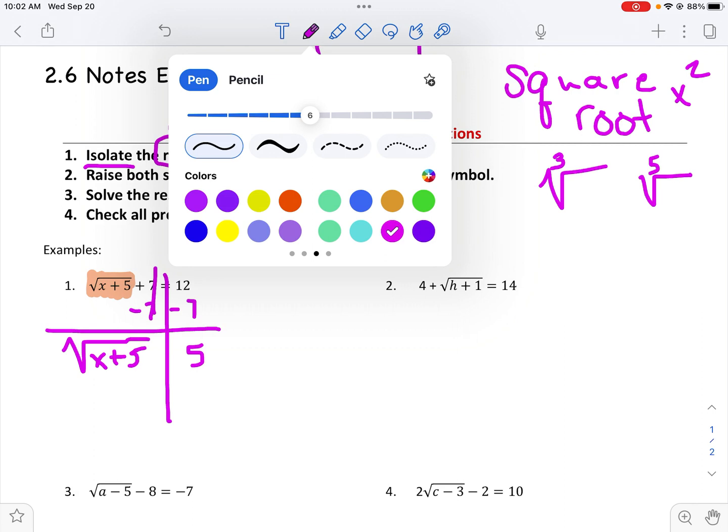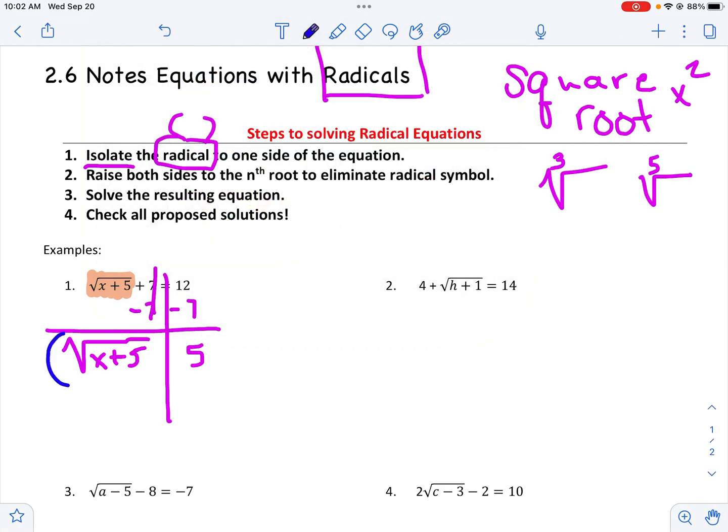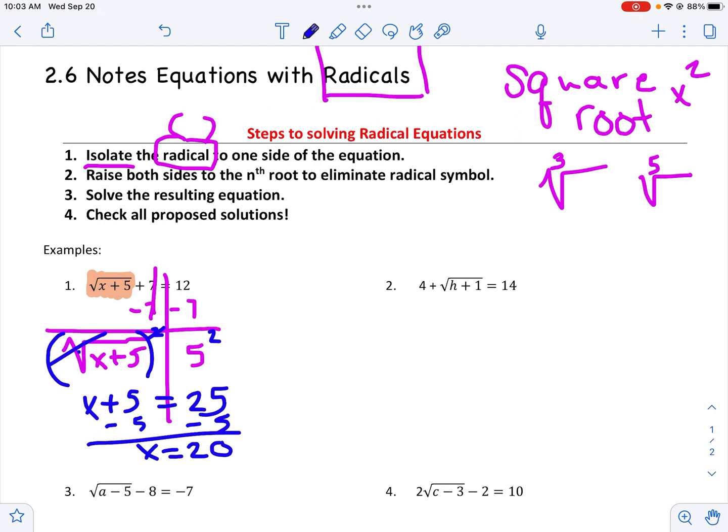So now to get rid of the square root, you have to take it to the second power. So now we have the second power canceling out the square root. So those would cancel, and we'd be left with x plus 5 equals 25. And now clearly that's just a one-step equation. So you're going to subtract your 5, and you're going to end up with x is equal to 20. And so there's my final answer.